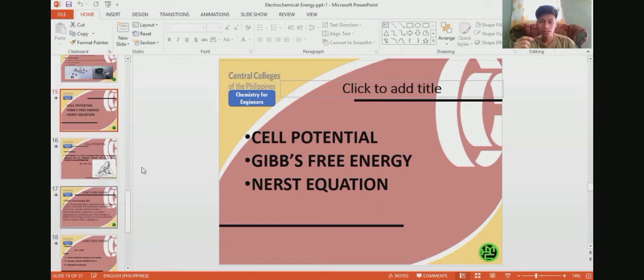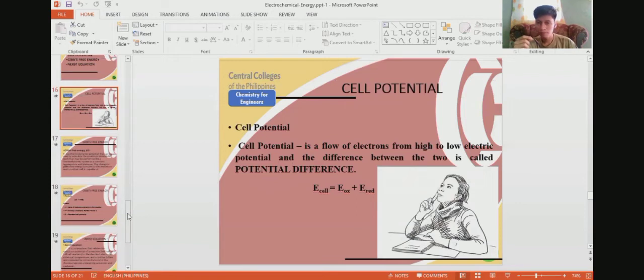So today, let's proceed to cell potential. Cell potential is a flow of electrons from high to low electrical potential. So ngayon, yung cell potential po, commonly known as E of cell, ano nga ba yung kukunin natin sa cell potential? Mas attractive siya sa high electric potential to low potential. Kumbaga, para makuha yung stability ng isang current, kailangan muna siyang dumaloy sa high to low. Then yung channel or yung gap between the high and low electrical potential is what we call the potential difference.